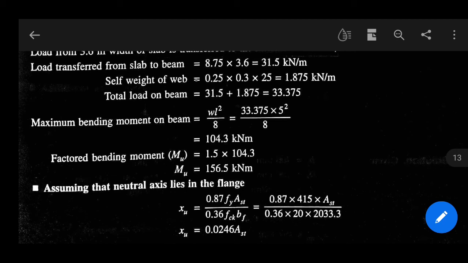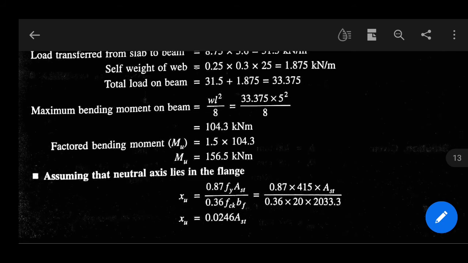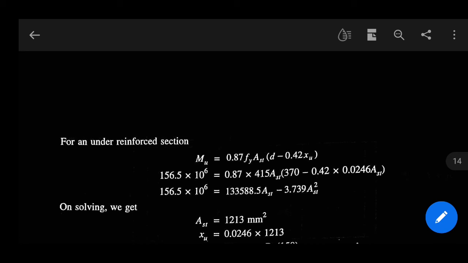So for that, XU is equals to 0.87 Fy into AST by 0.36 FCK into BF, that is equals to 0.87 into 415 into AST by 0.36 into 20 into 2033.3. So XU is equals to 0.0246 AST. Okay, so this is the value of XU. Now for an under-reinforced section, Mu is equals to 0.87 Fy AST into d minus 0.42 XU. So here Mu is 156.5 into 10 to the power 6 is equals to 0.87 into 415 AST within bracket 370 minus 0.42 into 0.0246 AST.